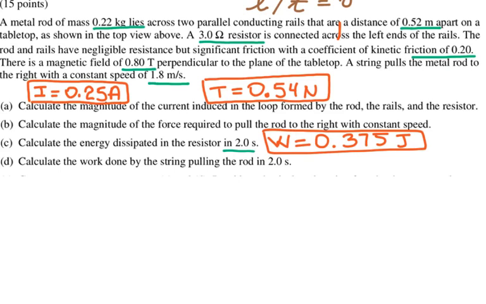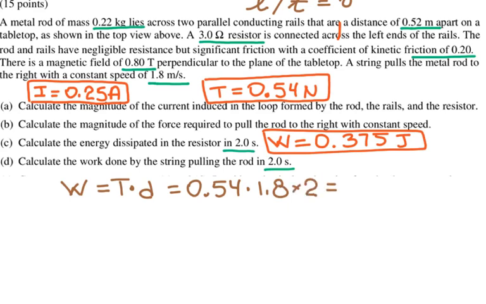For D part, they ask you to calculate the work done by the string pulling the rod. So the work done by the string pulling the rod is equal to the tension force times the distance that it got pulled, over 2 seconds. So here is more information, and that gives me the tension force is 0.54, and the distance is average velocity, which is 1.8 times the time, and that gives me the answer of 1.944 joules. So that's how much work needs to be done in order to pull the rod for 2 seconds this distance.